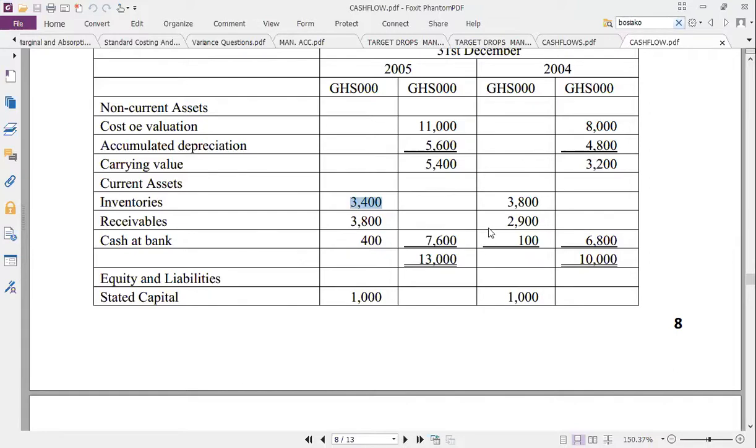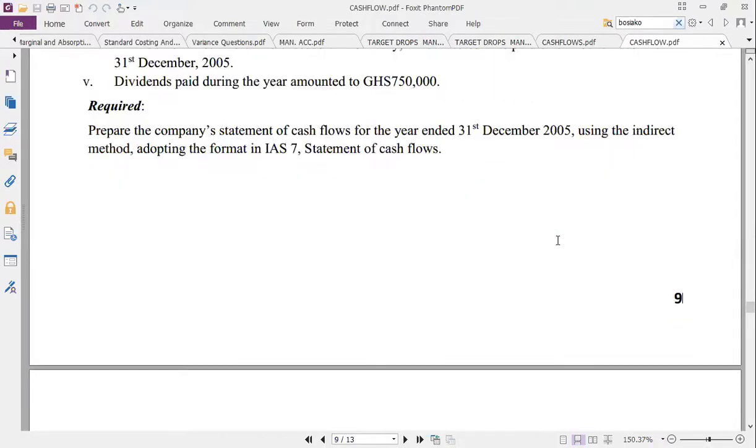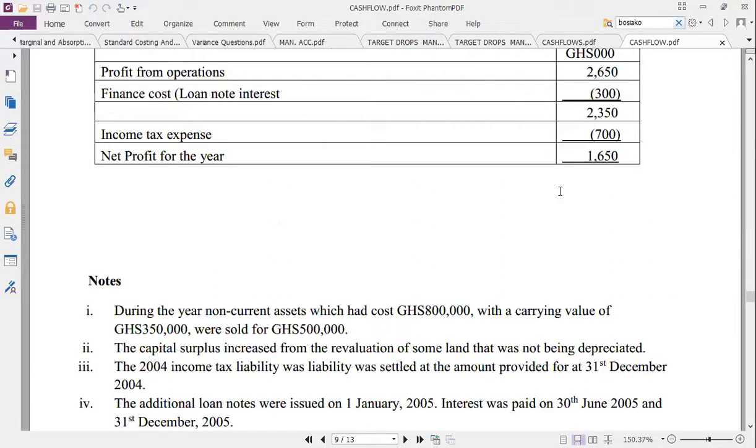Receivables have increased, right? Which is an outflow. You are done. Cash at bank and cash in hand, we will do the balancing when we pick up in the fourth session. So we balance it off. Good. Let's continue the game.